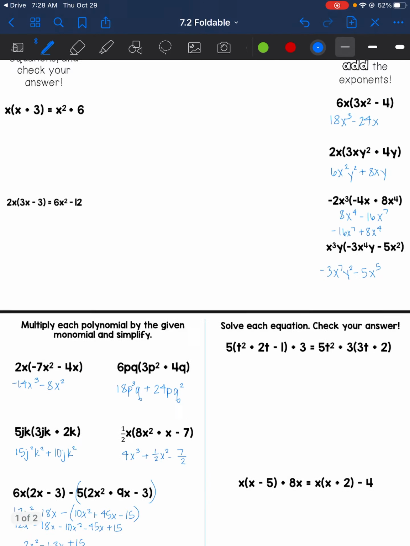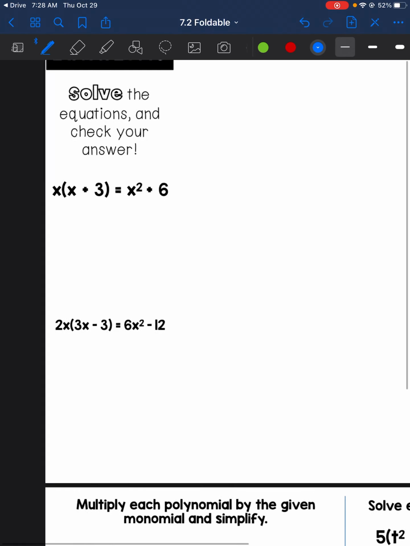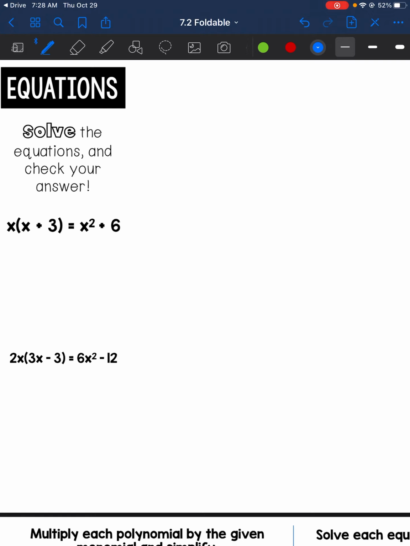Okay, so now we've done all of the multiplying, and then we have to solve these equations here. So we'll solve the equations and then check the answer. Okay, so we have this included in here because there are some multiplying monomials by polynomials here, and then solving the equations. So let's distribute this first. So we have x squared plus 3x, and that's equal to x squared plus 6.